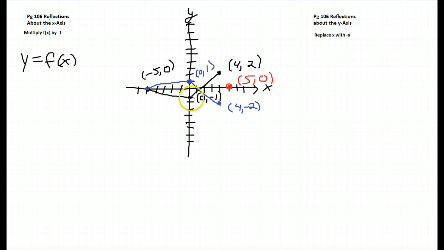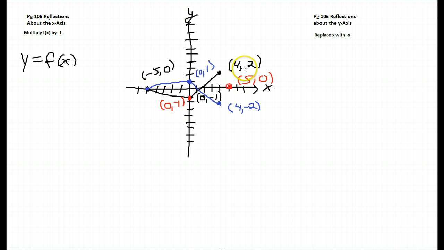Alright, back to my original coordinate of 0, -1. Well, the x coordinate is 0. To change the sign of 0, it's still 0. So this point did not change. 0, -1.